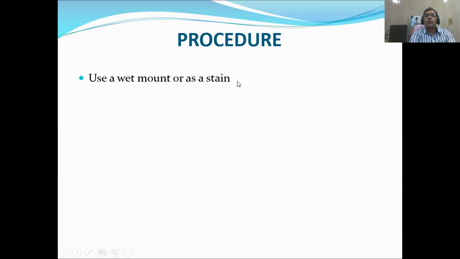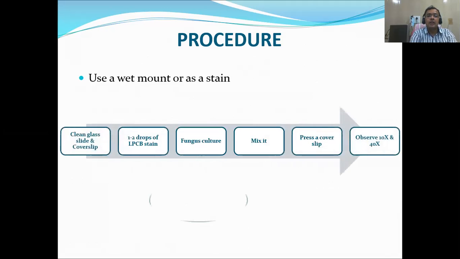The procedure of lactophenol cotton blue can be used as a wet mount or as a stain. As a stain means you have to prepare the smear and go for staining. Wet mount I am going to discuss in the next slide. Generally we are using wet mount. It is easy to stain, and the principle and procedure are also very simple.